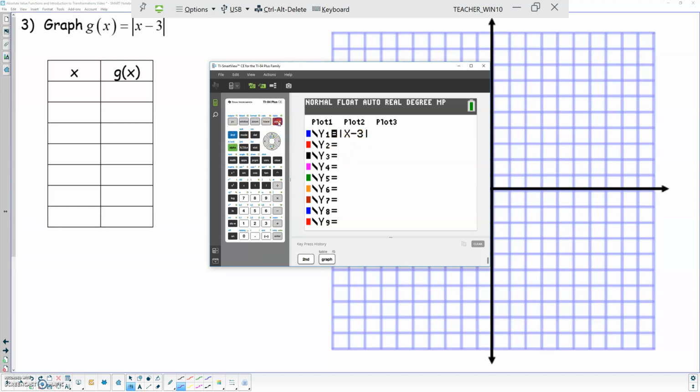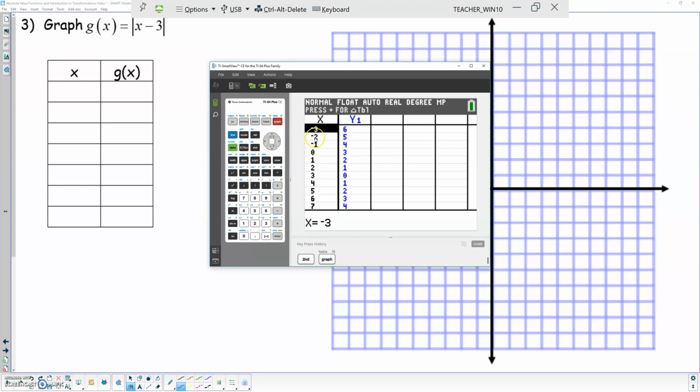So now we're going to hit second graph, and we're going to look for where our y values repeat. Okay, so it looks like we have some repetition right here, right? So we got 3 and 3, 2 and 2, 1 and 1. So it looks like our turning point or our vertex is (3, 0). So I'm going to go 3 values below the turning point and 3 values above. So for this example, we're going to graph from 0 to 6.